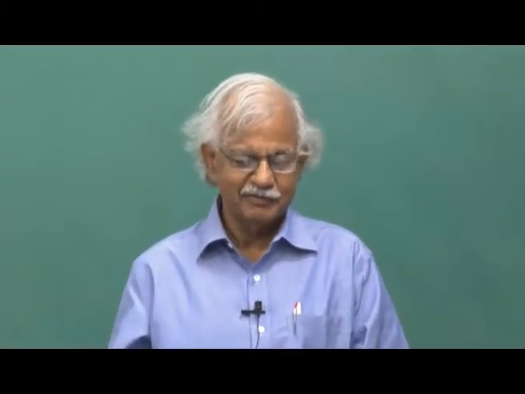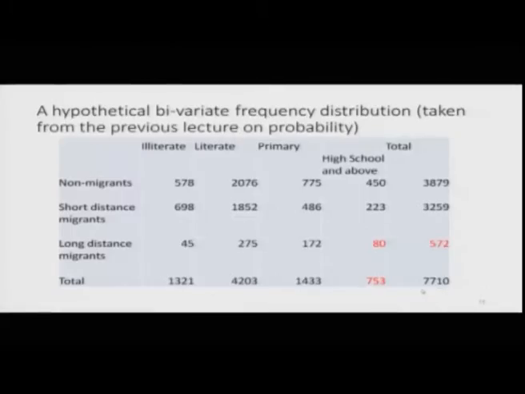Here is an example. We have data from a large sample of 7,710 people, divided according to two attributes, two qualitative variables. One is non-migrant, short distance migrant, long distance migrant, and total. That means, according to the migration status of respondents, whether they are non-migrant, natives, short distance migrants, or long distance migrants. The other categories are according to education. For example, this number 698 is the number of respondents who are illiterate. Out of the 7710, 698 respondents are illiterate and they have moved only a short distance.